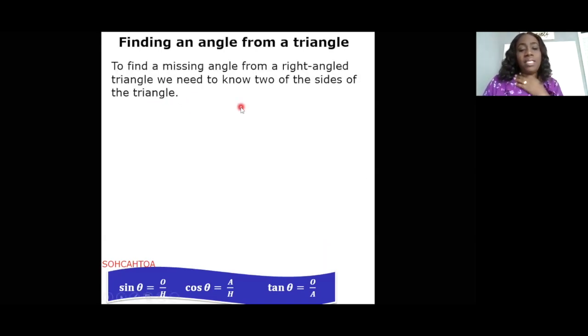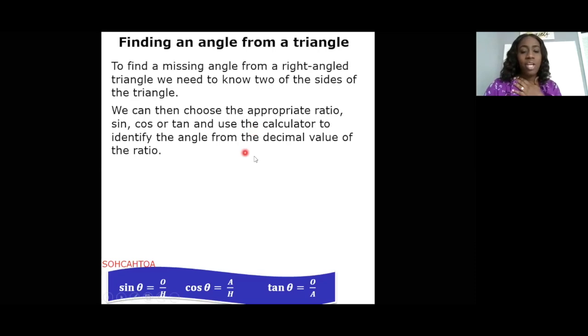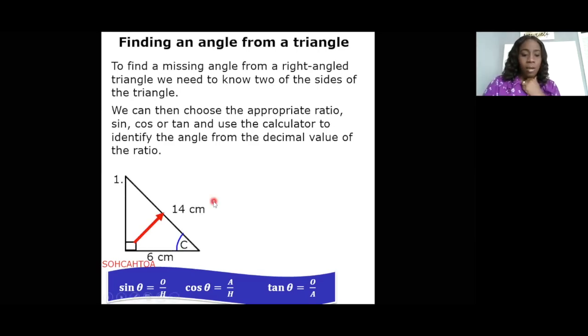So, to find a missing angle from a right angle triangle, we need to know 2 of the sides of the triangle. And then we're going to choose the appropriate ratio, and then we're going to use our calculator to identify the angle. All right, so they're asking me to find this angle, right? We are finding angle C. I want to say that again.